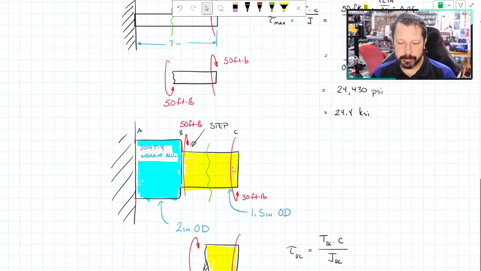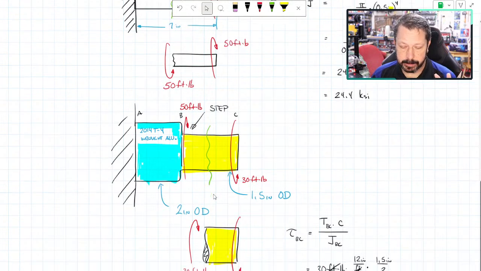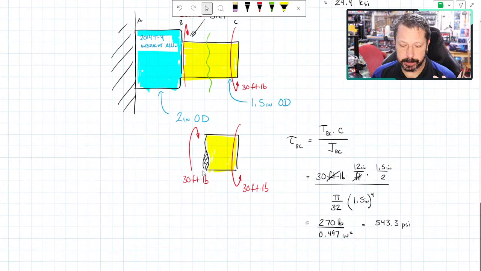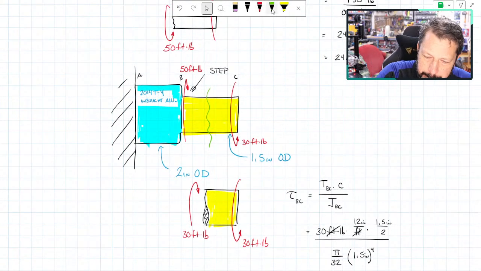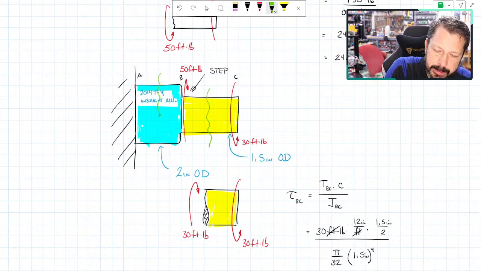But we have three times the diameter here with an even smaller torque. Even though the 50 foot-pounds is over here, when we cut open section BC in the middle of it, it's clear that the torque is actually 30 foot-pounds. Let's do section AB. So I'm going to go to the middle of AB.